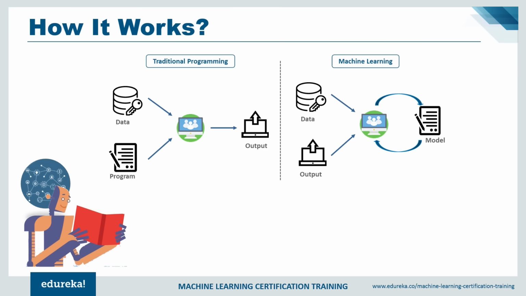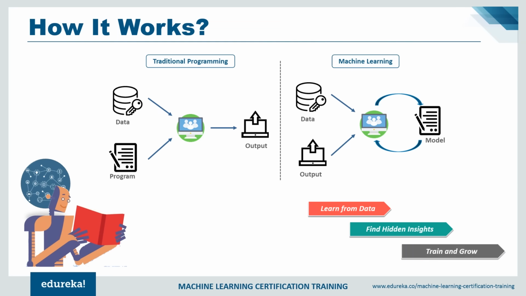In machine learning, what we do is provide the data and we provide a predicted output to the machine. Now, what the machine does is learns from the data, find hidden insights, and creates a model. Now, it takes the output data also again, and it reiterates and trains and grows accordingly, so that the model gets better every time it is trained with the new data or the new output.